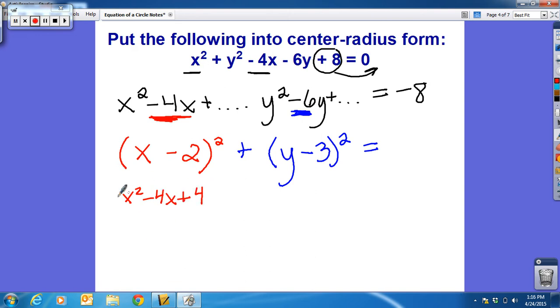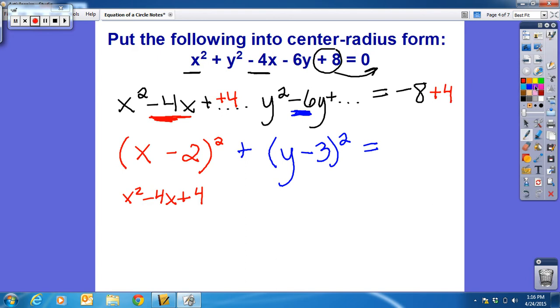So this looks just like what we have up here, except instead of my dot dot dots, I'm going to write exactly what I would have gotten if I FOILed it out. I would have had +4, so I'm going to add 4 to this side. If I add 4 to one side, I have to add 4 to the other side.